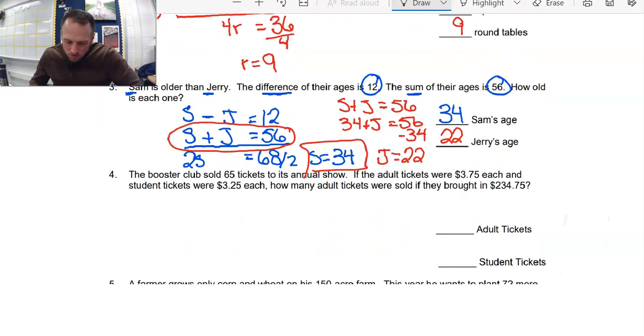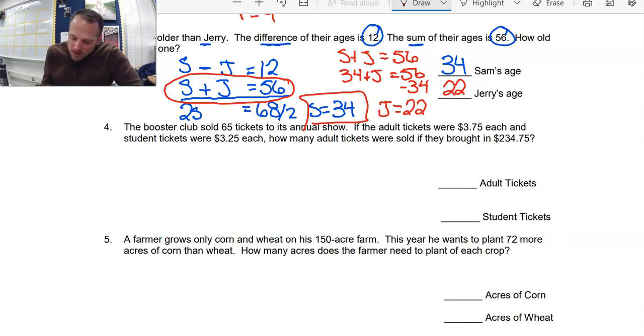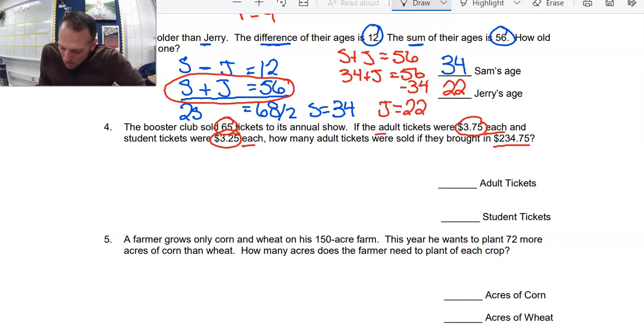Okay, number 4. The Booster Club sold 65 tickets to its annual show. If the adult tickets, oh, you know what? I should have circled this right away. 65 tickets. If the adult tickets were $3.75 each and the student tickets were $3.25 each, and remember, each means to multiply, so that's important. How many adult tickets were sold if they brought in $234.75? The only other thing that I missed was the variables. The two things we're talking about here are adult tickets and student tickets.